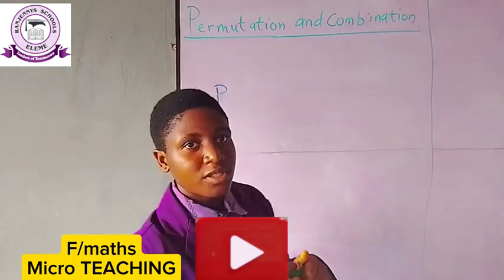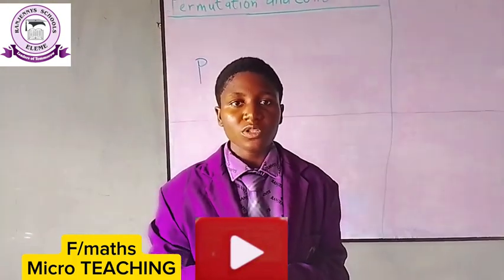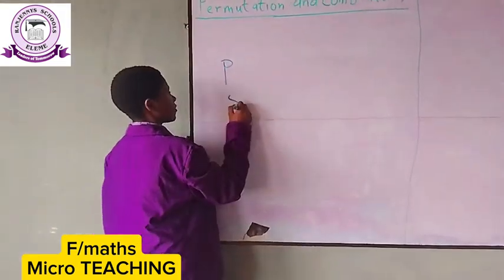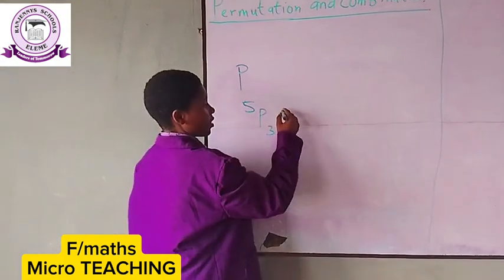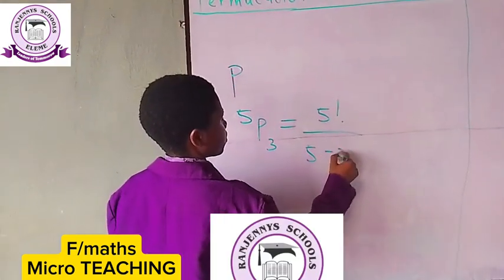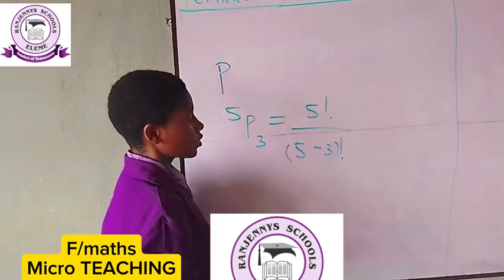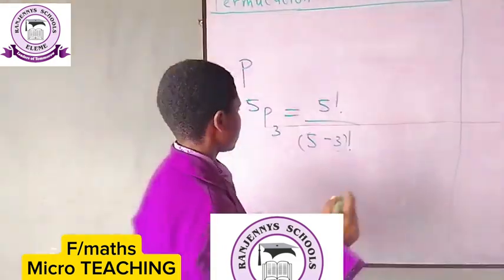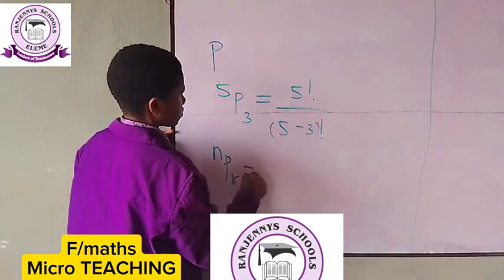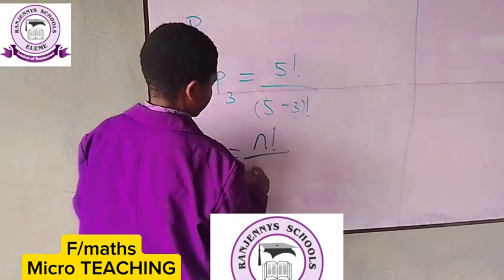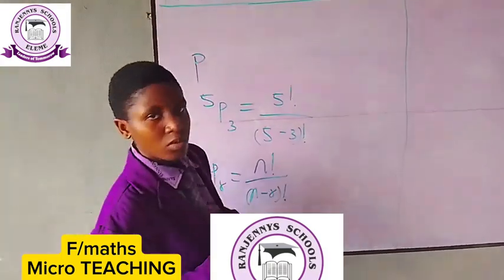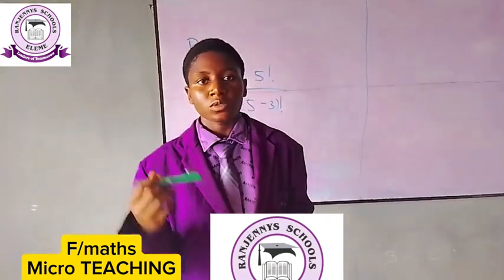Now, I said that permutation is the arrangement. So if I was to arrange five structures, taking three at a time, it would be 5 permutation 3, further represented as 5 factorial all over 5 minus 3 factorial. Generally, permutation is represented as nPr equals n factorial over n minus r factorial.